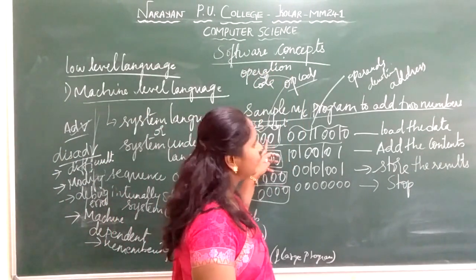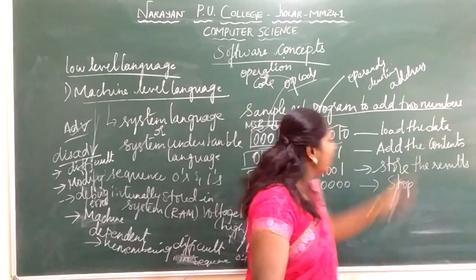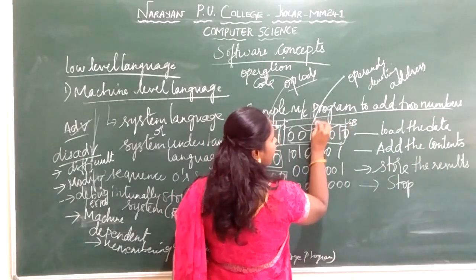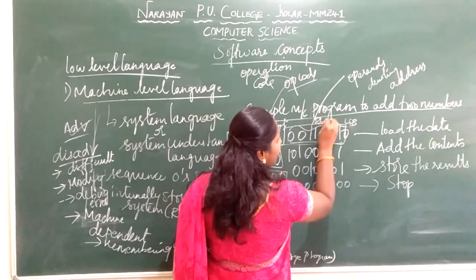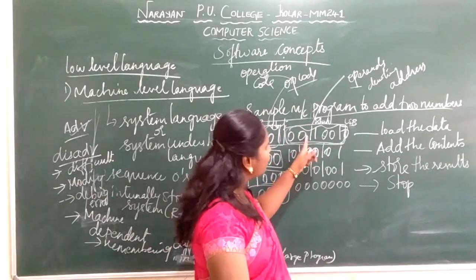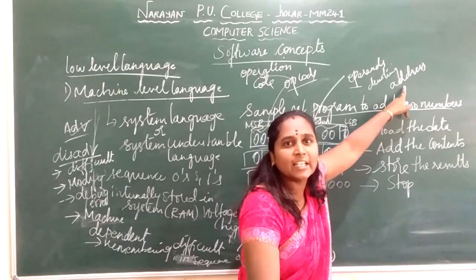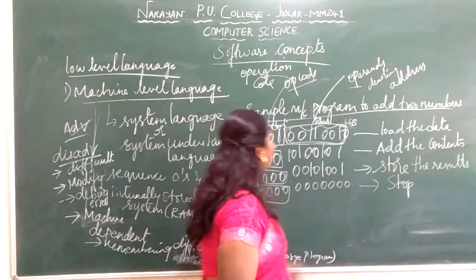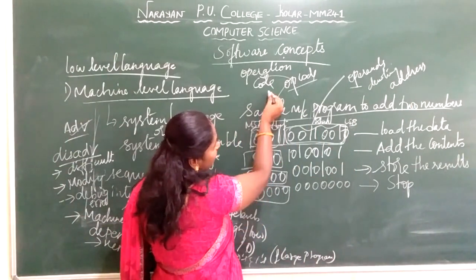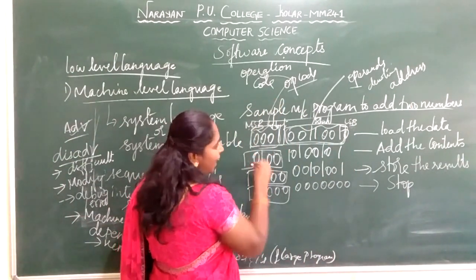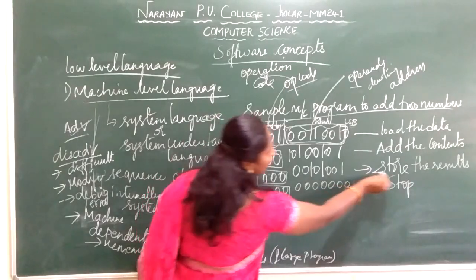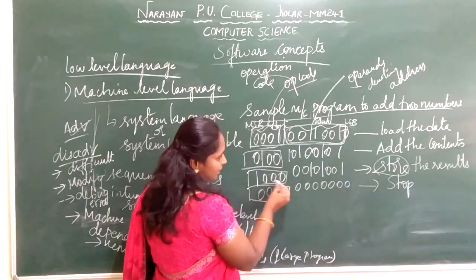Here 001 tells it to load the data. And the lower 8 bits, the LSB, represent the operands. That operand denotes the address where the operand is stored. So, in order to remember, for load you have to remember the code 001. For add, 0100. For store, the operation code is 000.